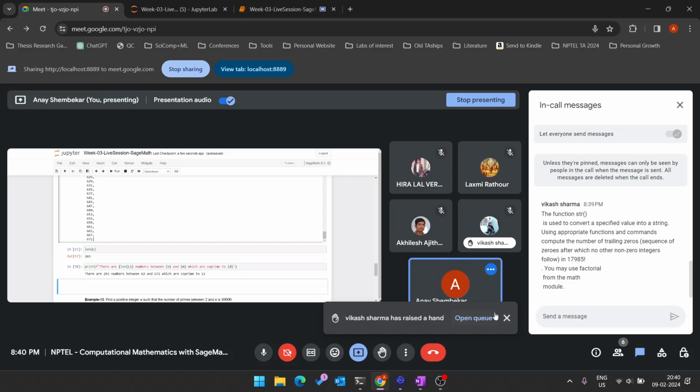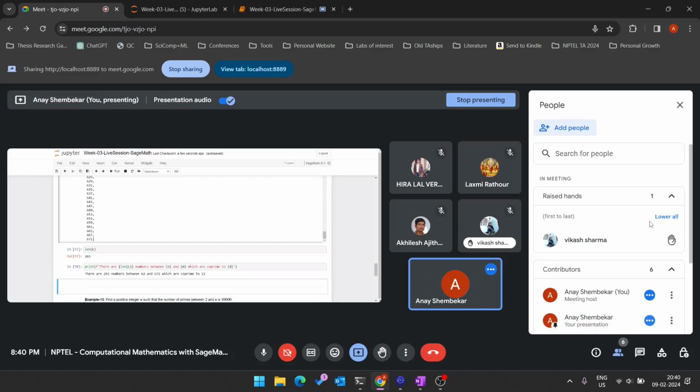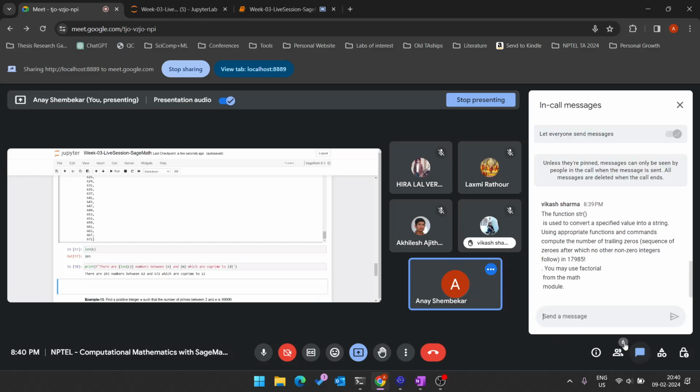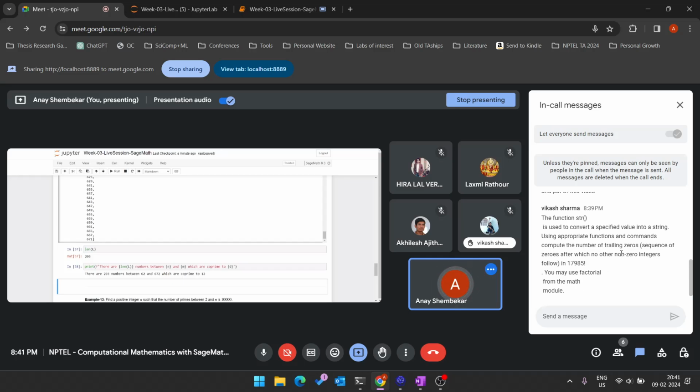Okay, so wait, what is the question here? Okay, function string is used to convert a specified value into a string. So you have to create functions and compute the number of trailing zeros in some factorial. You want to find the number of trailing zeros in a number. Okay, yeah, I think we can do that.